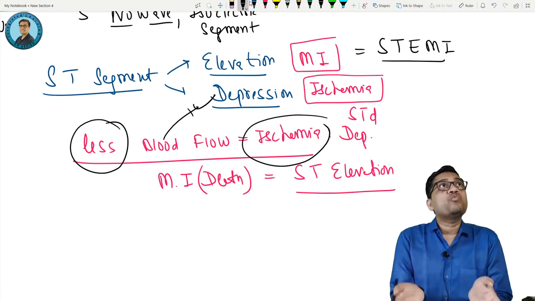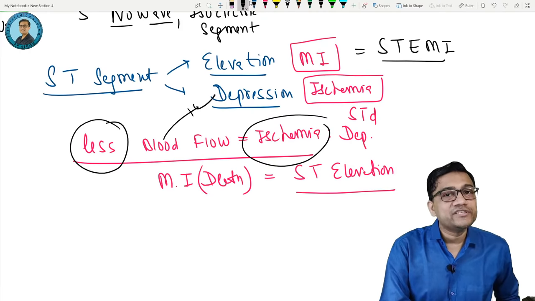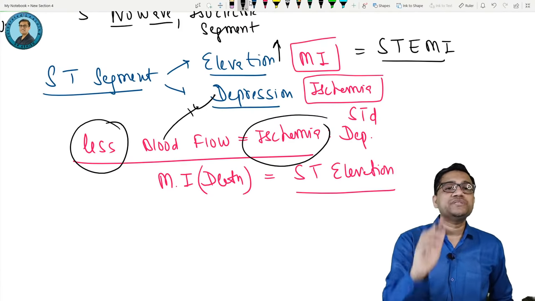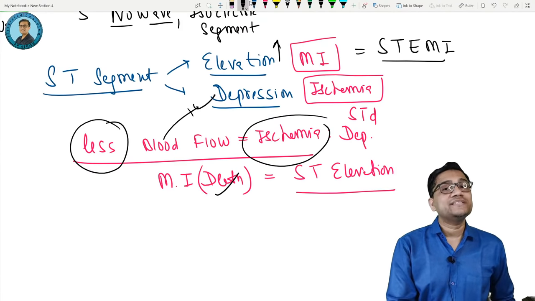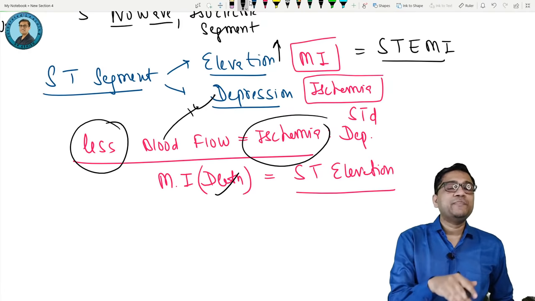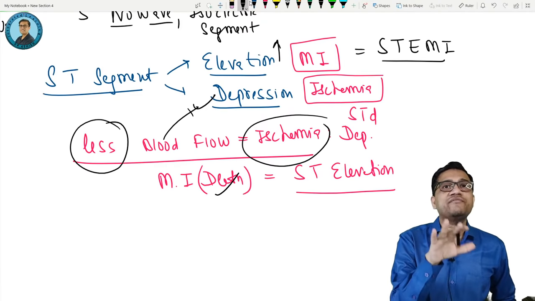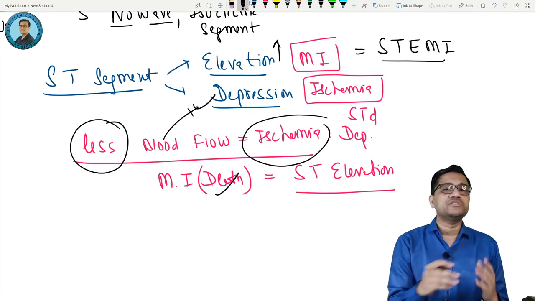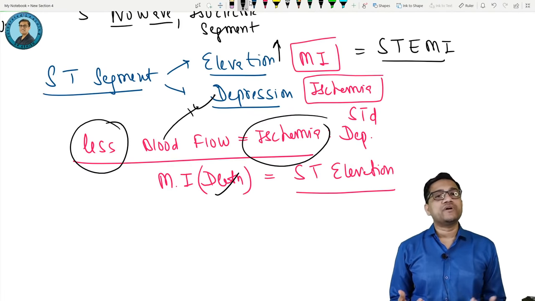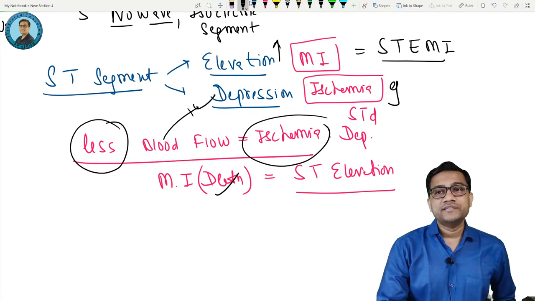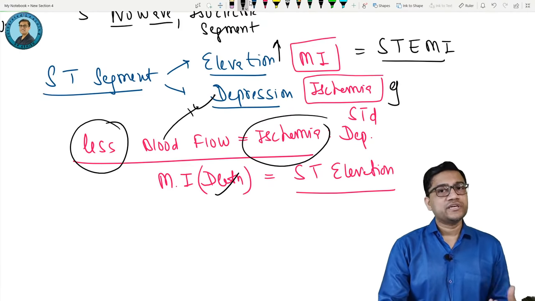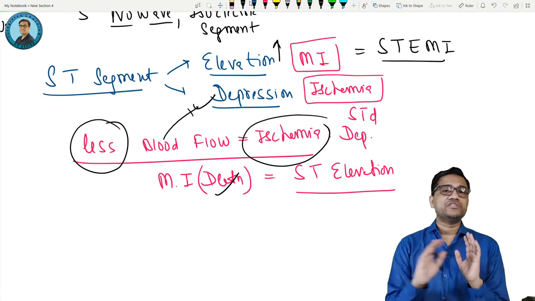So, mar gaye, to upar chale gaye. So, remember, elevation is when the tissue is actually dead. That is, death is elevation mostly. And depression is suffering from lack of blood. So, ischemia mostly causes depression. MI mostly causes elevation. For example, unstable angina, or all these conditions. We'll discuss it later properly, but right now just remember elevation.